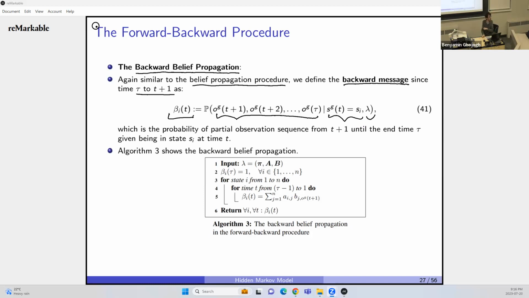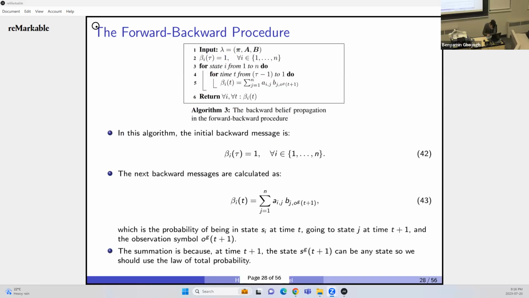Note that in the forward message, this term was behind the condition, but in the backward message, this term is after the condition. It's conditioned on. Okay. And this is the backward belief propagation. So I have the hidden Markov model. I initialize beta i(tau) for all i's to 1. Then I have this for loop over states. I have time t from tau minus 1 to 1 because it's backward. I calculate this.